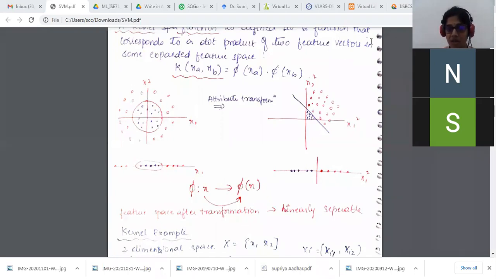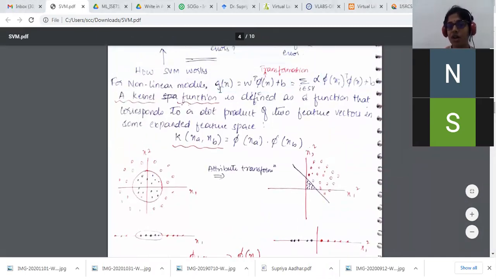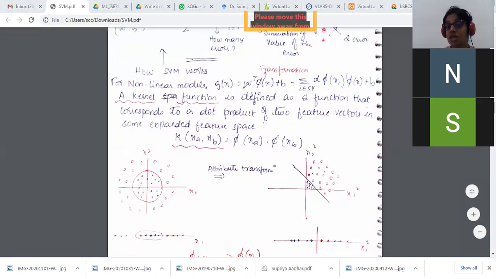What does that mean? It is telling you I have a function g of x equal to w transpose phi of x plus b. What was this line? y is equal to mx plus b, or y is equal to w transpose x plus b. This was our linear regression line. For that, we used SVM, applying the margins, and we calculated it.